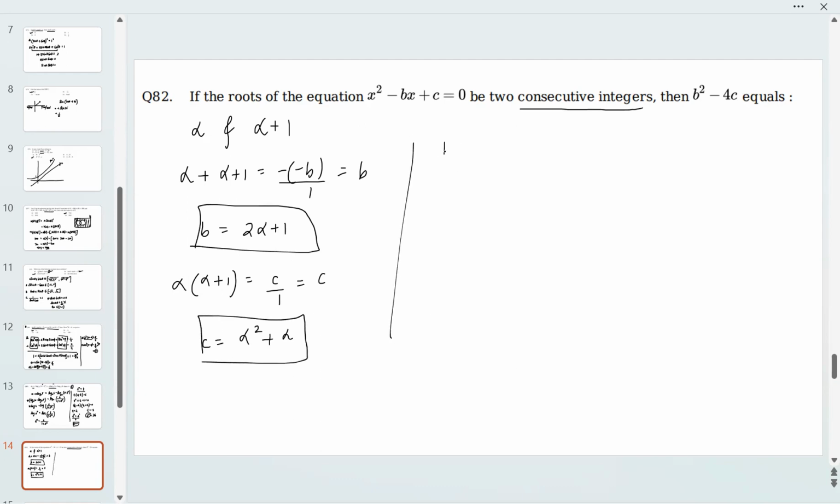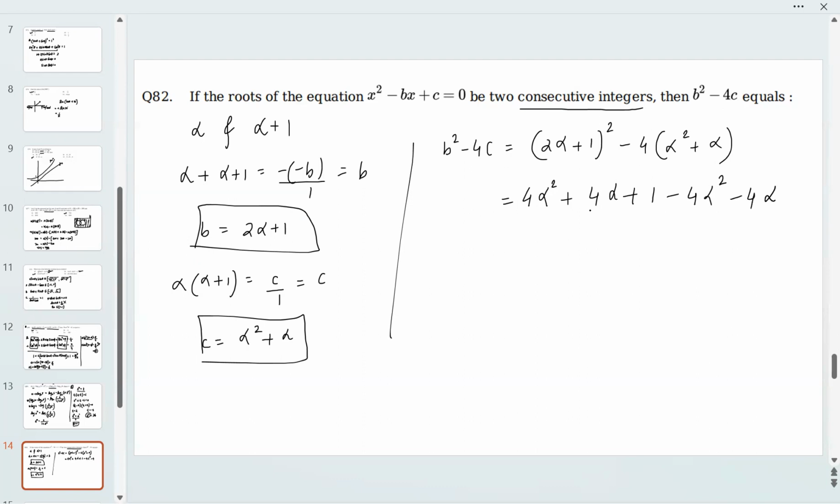Since we got the value of b and the value of c, we need the value of b square minus 4c. So substitute b as 2 alpha plus 1 the whole square minus 4 into c, which is alpha square plus alpha. If we open the bracket, a plus b the whole square, so a square, 4 alpha square plus 2ab plus b square, open this bracket, minus 4 alpha square minus 4 alpha. As you can see, 4 alpha square and 4 alpha get cancelled. So its value is 1. Again, this is an integer question, so answer is 1.